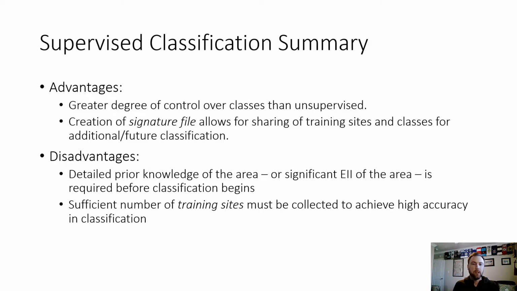And a sufficient number of training sites must be collected to achieve a high accuracy. And you'll find that out in this week's lab, that you have to collect a significant number of training sites. It's not just 1 or 2. You might need 6, 7, 8, depending on the area. And then if you multiply that by the number of ground cover classes, it can be a little time consuming, right? Your hand might get a little tired with the mouse. So just be aware of that. So there are some disadvantages as well as advantages.